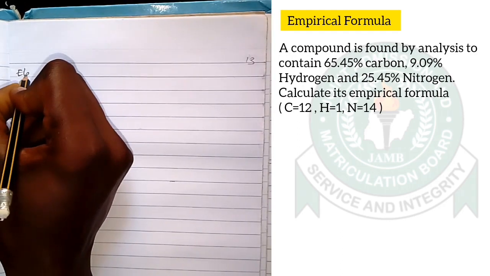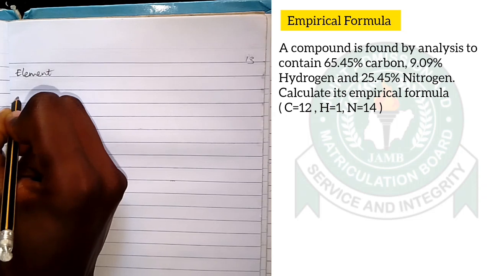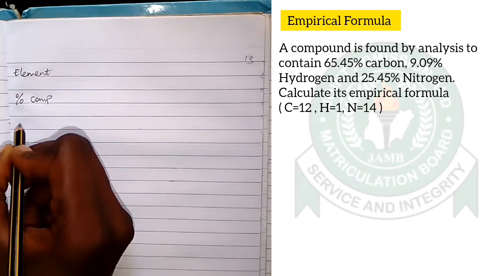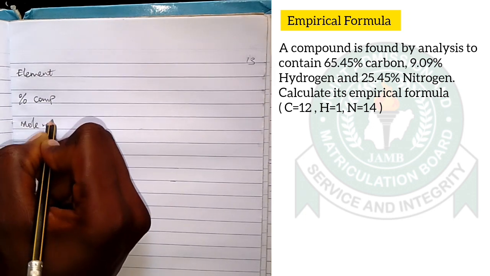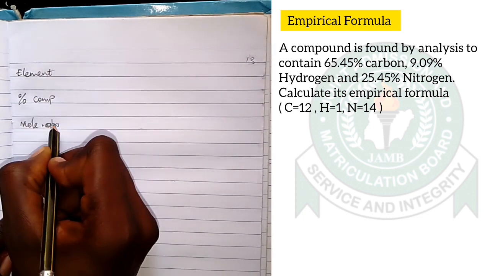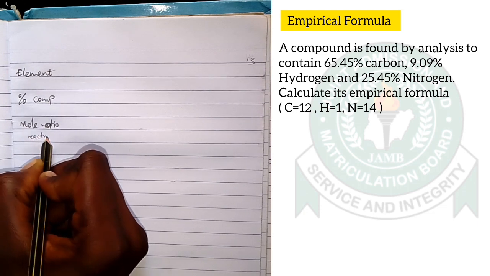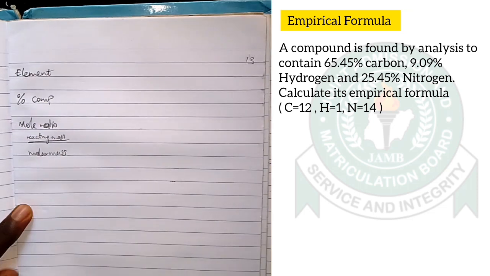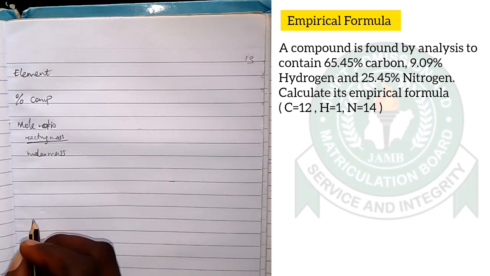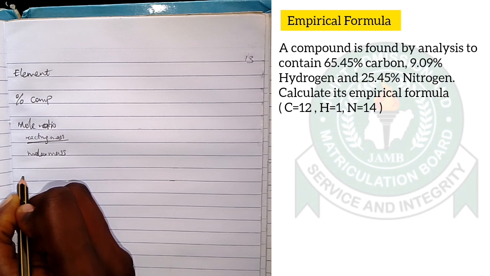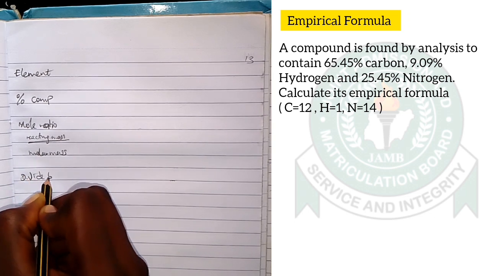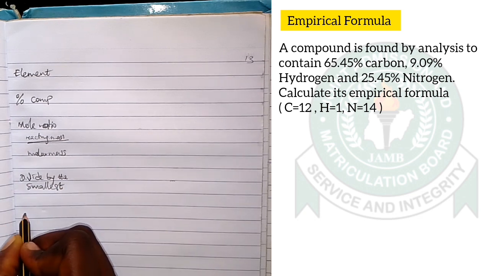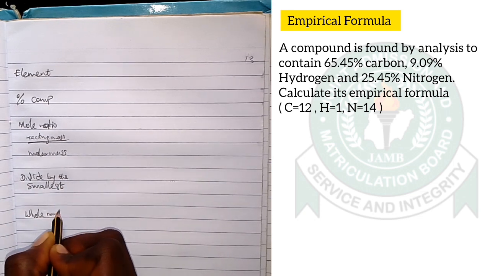So a compound is found by analysis to contain 65.45% carbon, 9.09% hydrogen, and 25.45% nitrogen. Calculate its empirical formula if the relative atomic masses of the elements are as follows. So I'm writing down the procedure for calculating the empirical formula. We start from elements, percentage composition, then a mole ratio, which is calculated by the reacting mass over the molar mass. Then the fourth step is divide by the smallest, and the last step is the whole number ratio.